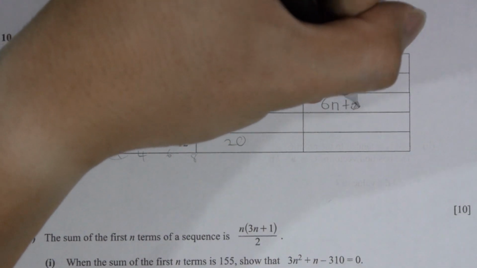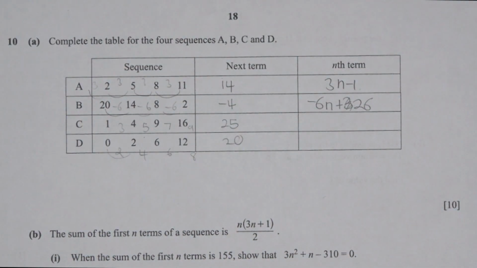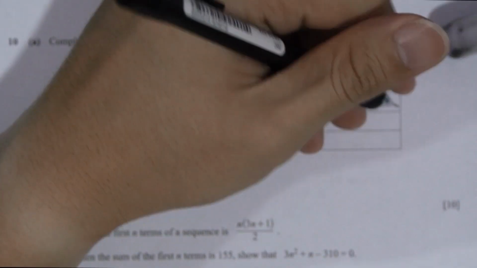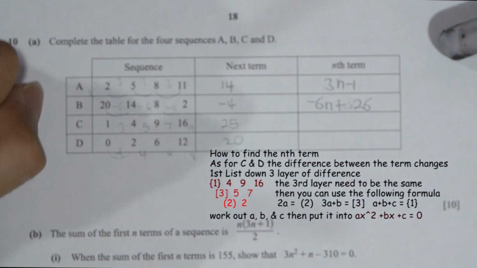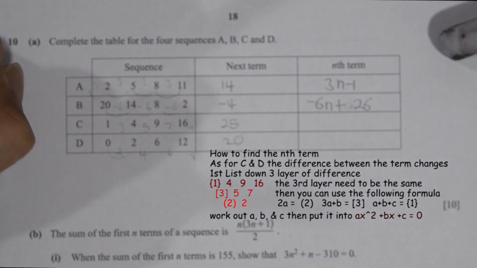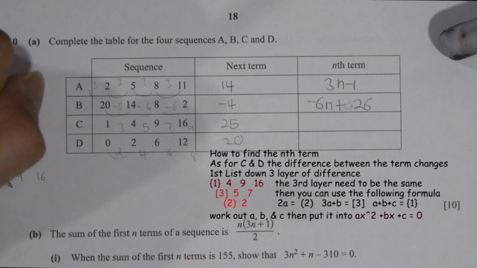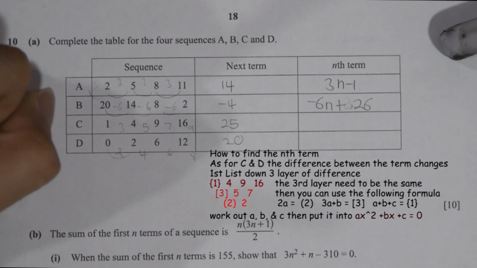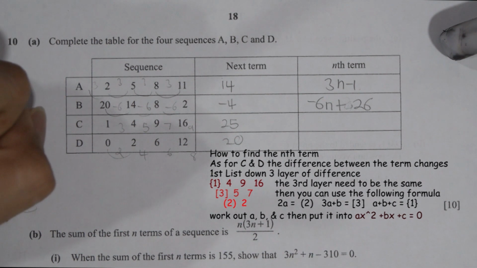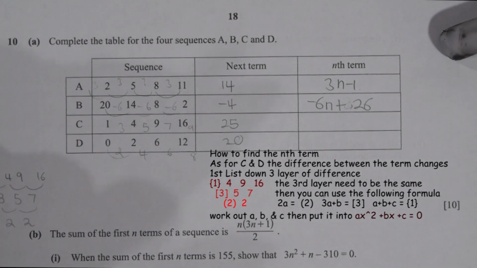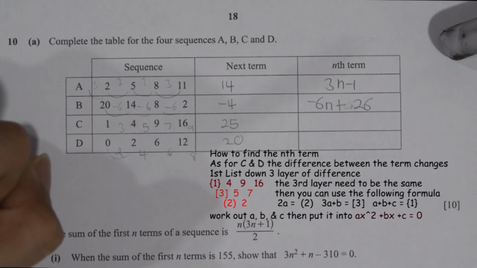So you will be using a different approach for C and D. First thing, you list down 3 layers of the differences. In order for you to use this formula, the last layer must be the same. So for our case, C, the last layer is 2 and 2. So verify that first before you use this formula.